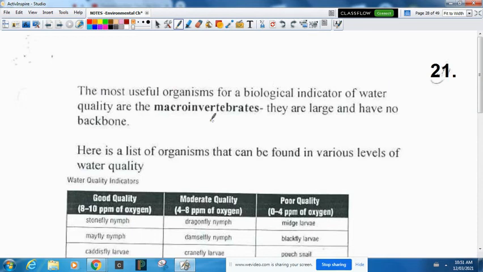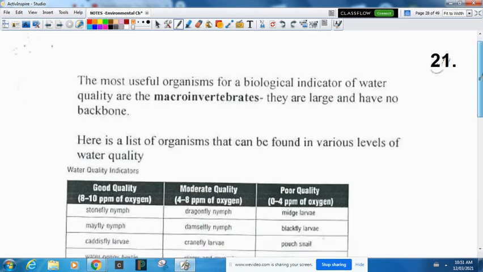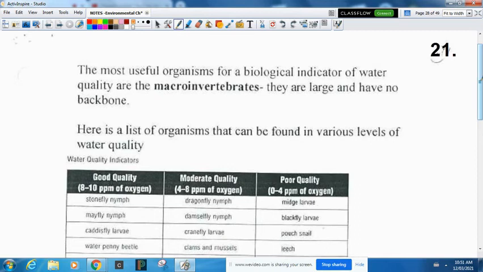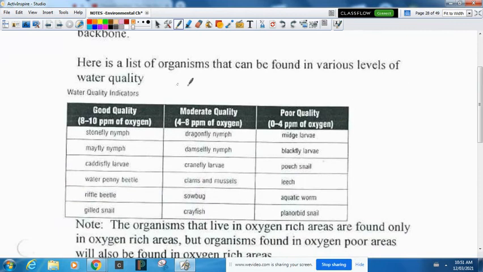Now, the most useful organism for a bioindicator is macroinvertebrates. I mean, we could check for fish, but it takes forever. You have to go fishing, you have to catch a fish. But these organisms here are easy to catch. They're in the mud. All you have to do is scoop it up and sift through it, and you can see what they look like. There's pictures at the bottom of this page.